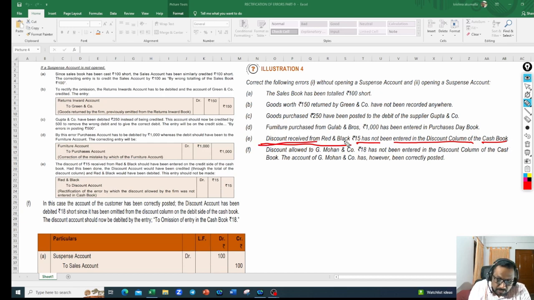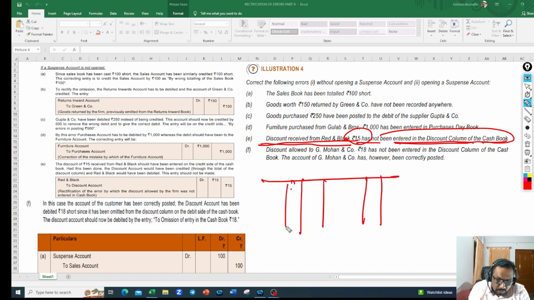Here, discount received from Red and Black, 15 rupees, has not been entered in the discount column of the cash book. They have not entered it in the cash book. What will happen? There will be two columns, one is discount, one is cash. Here, this is the payment side, this is the receipt side.